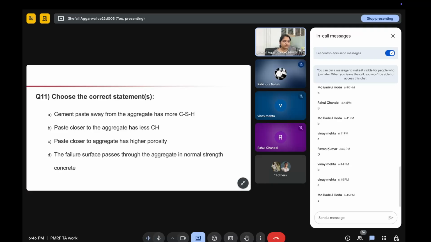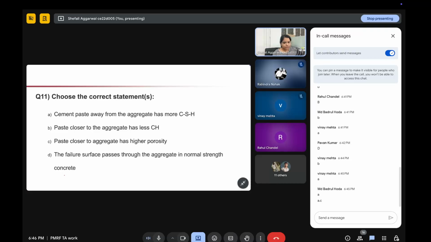Choose the correct statement or statements. Cement paste away from the aggregate has more CSH. Paste closer to the aggregate has less CH. Paste closer to the aggregate has higher porosity. The failure surface passes through the aggregate in normal strength concrete. What do you think? A and C. Okay. Yeah, correct. A and C are the correct options.